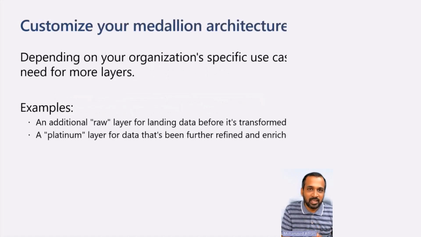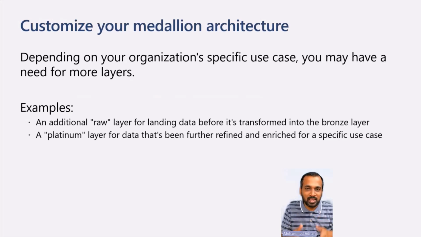So like I said in the beginning, it's recommended to use the bronze, silver, and gold layers. But if in your organization you want to customize it further, then you can also do that. For example, you want to add an additional raw layer of the data before it is transformed into the bronze layer. You can create that as a kind of raw layer, and from there load into the bronze layer. Or if you want to add an additional layer after the gold one, which is a platinum layer, you can use that. That has been further refined and enriched for a specific business use case.